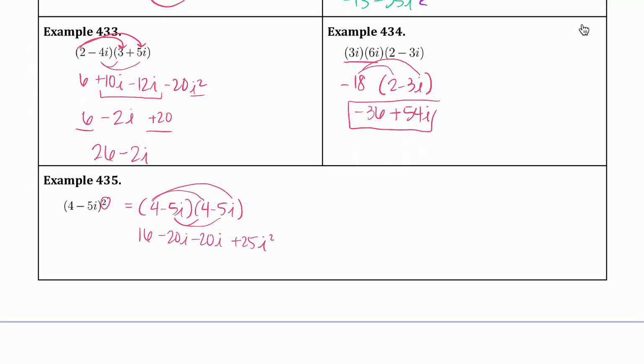All right, we can combine these two. We get 16 minus 40i. i squared is really negative 1. 25 times negative 1 is minus 25. If we combine our real parts, we're going to get 16 minus 25 is negative 9 minus 40i.